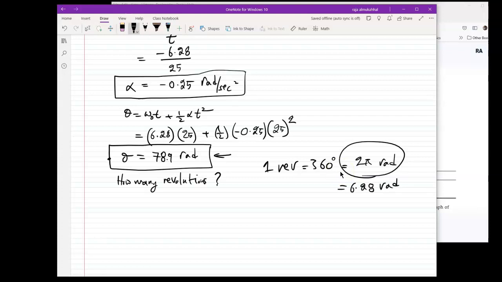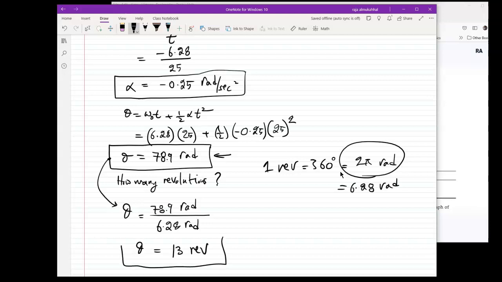So now the number of revolutions is theta, 78.9 radians divided by 6.28 radians. So how many revolutions does it make until it stops? I'm going to divide that. I will get 13 revolutions. And there we go. That's kind of a neat little problem. I hope you learned something from it.